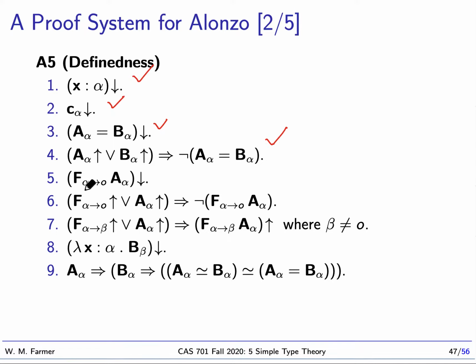It says that predicate applications are always defined. And if either the function or the argument of a predicate application is undefined, then the predicate application is false. Otherwise, if we have a function application, if either the function or its argument is undefined, then the function application is undefined. Function abstractions are always defined. And then we have this technical one. We need this to show that quasi-equivalence and equality are the same when A and B are defined.